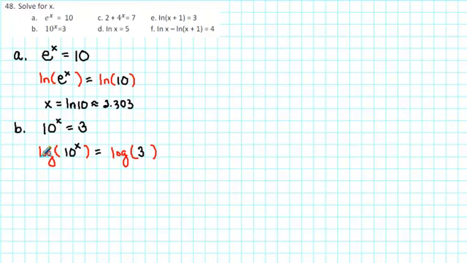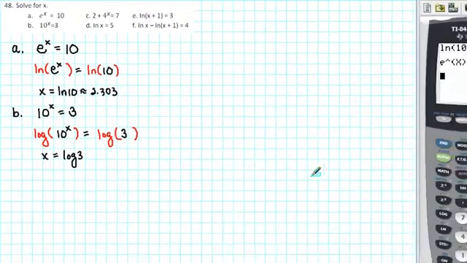On the left-hand side, the common logarithm undoes the exponentiation base 10 and leaves us with the exponent of x. On the right-hand side, we have the logarithm of 3. And so x is equal to the common logarithm of 3. That's our solution. Let's double check and make sure that it works.